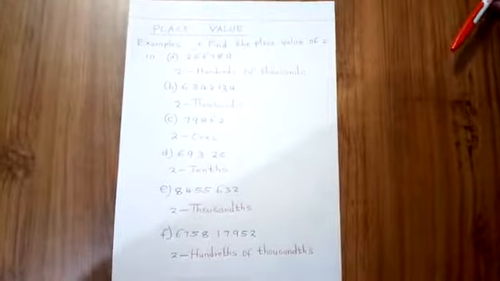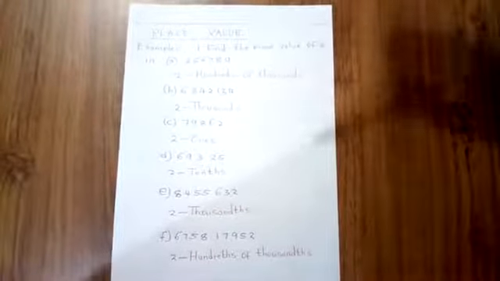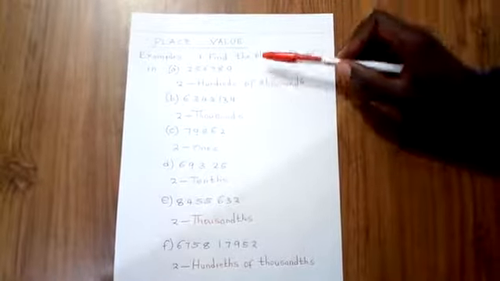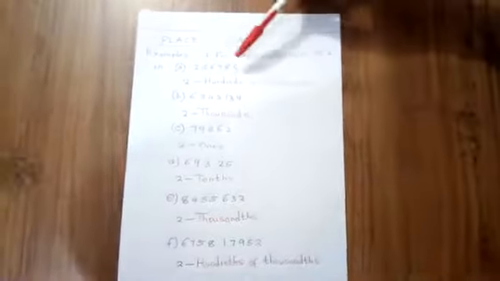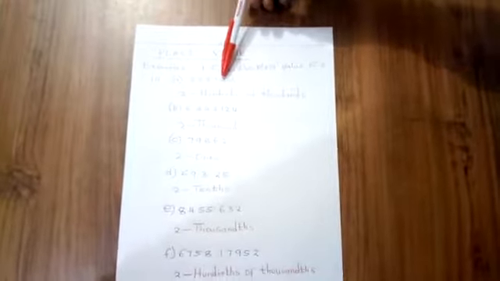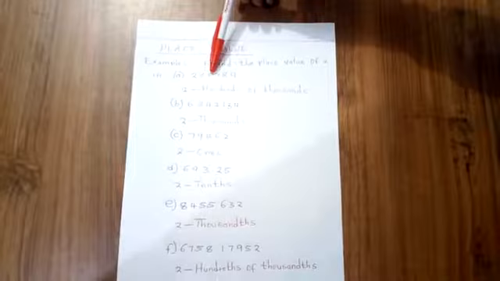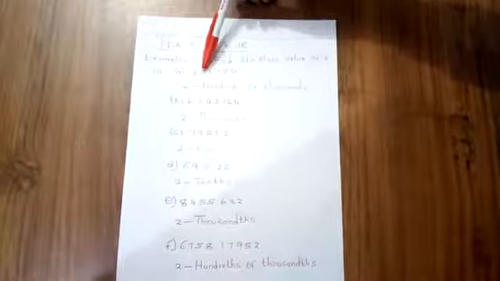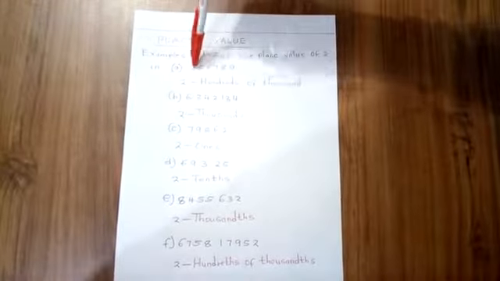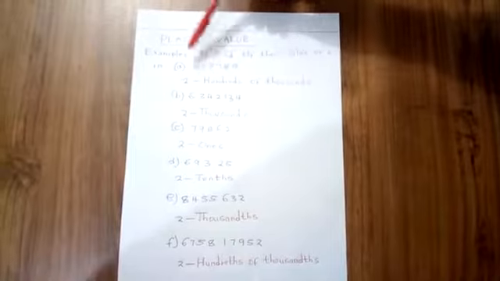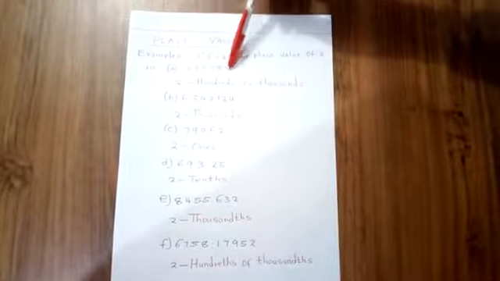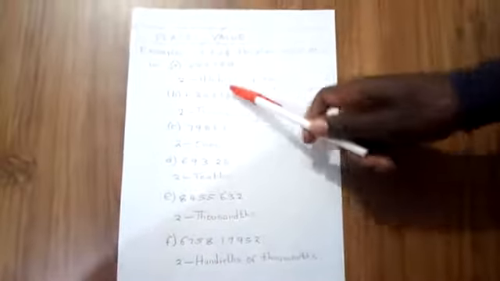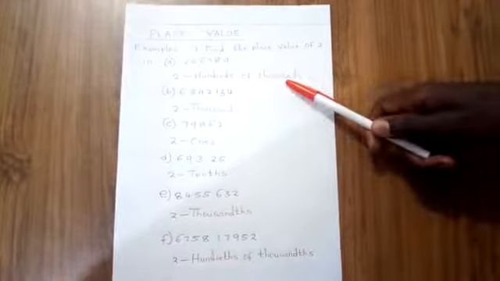What you're supposed to do here, you start from the right hand side, and the first one is always ones. So we count: ones, tens, hundreds, thousands, tens of thousands, hundreds of thousands. So the place value of 2 in this number is hundreds of thousands.